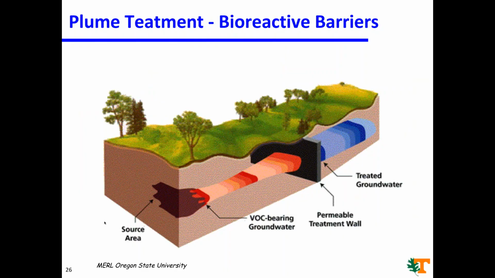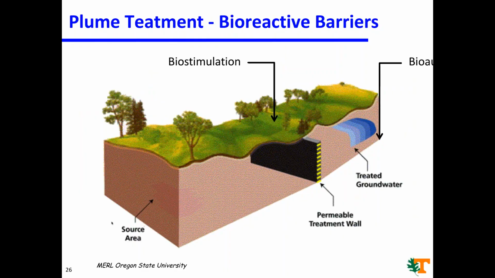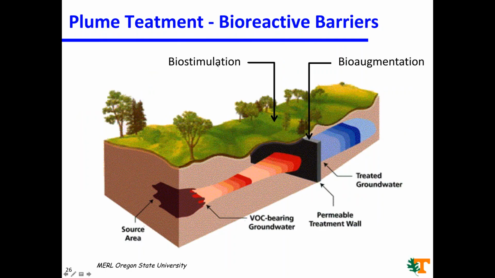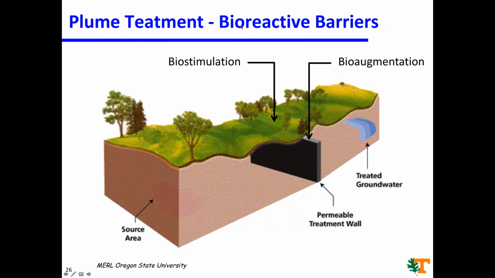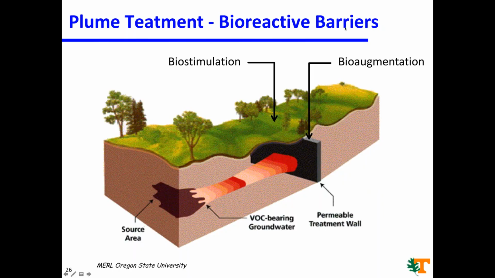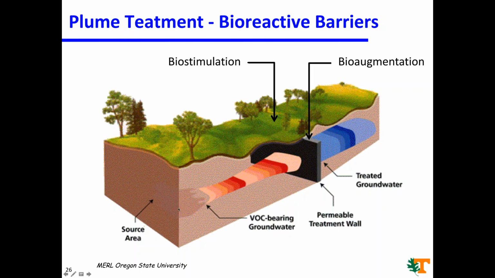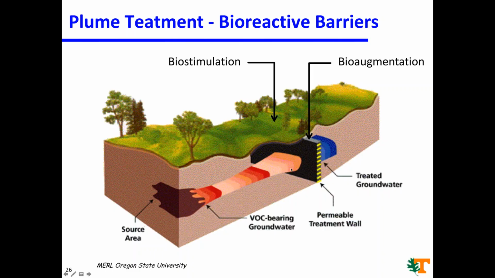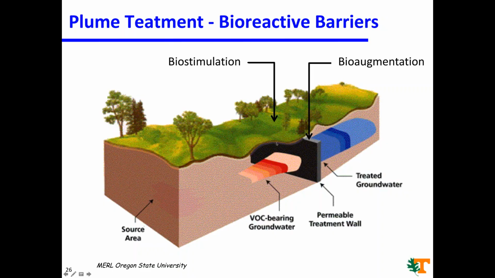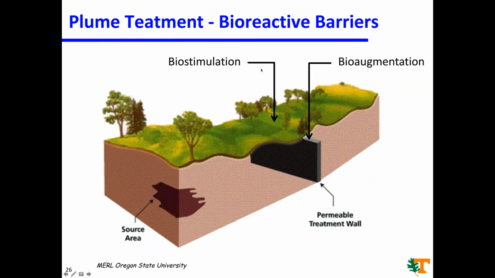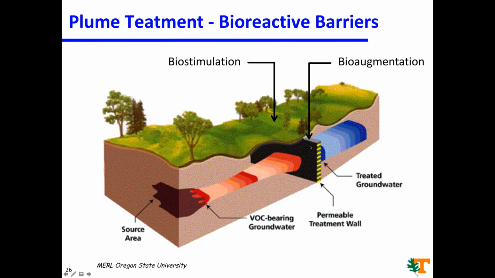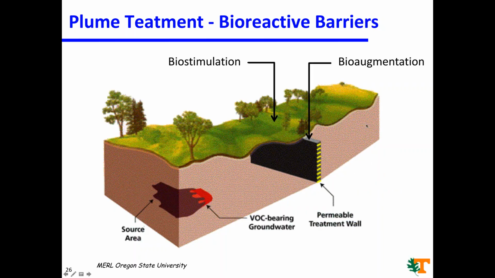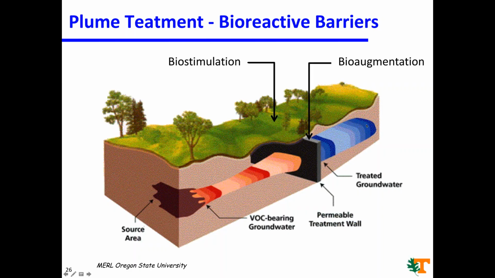So this is just a conceptual figure that you've probably seen before about plume treatment. When we do in situ bioremediation, we often install bioreactive barriers. So we have a source zone, and that generates a plume. And the plume intersects a bioreactive barrier where we can do biostimulation or, if necessary, bioaugmentation. And ideally, what gets out of this reactive barrier is clean groundwater.